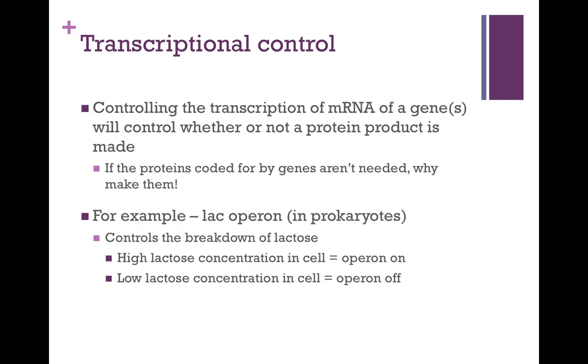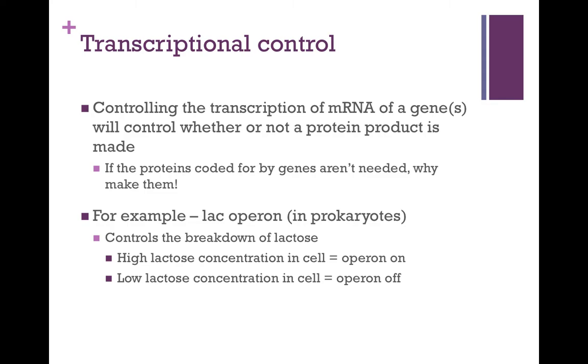Because of that, the genes are actually arranged in what are called operons in a prokaryotic cell, and the operon is a set of structural genes lined up together in the genome, and they can all be turned on or turned off at the same time. An example of an operon in prokaryotes is the lac operon.